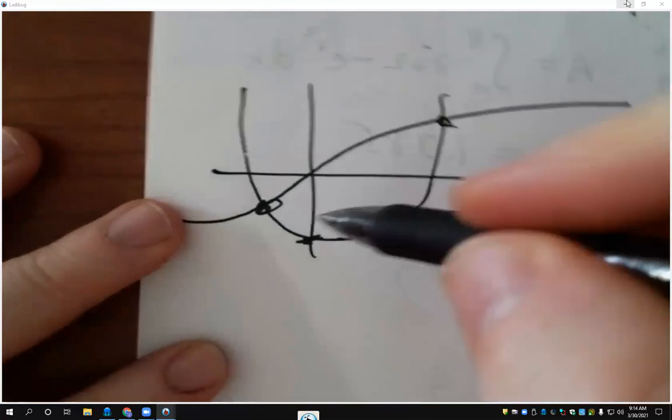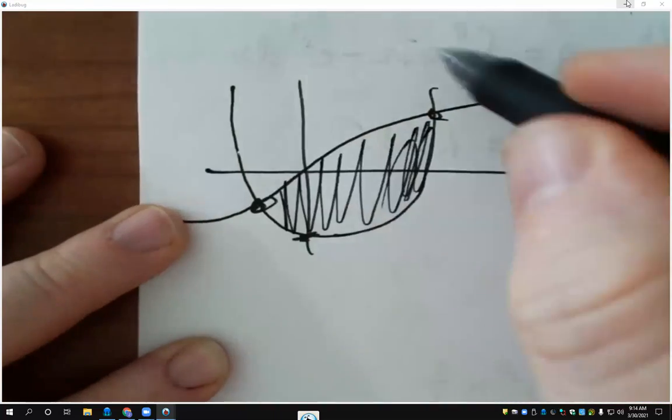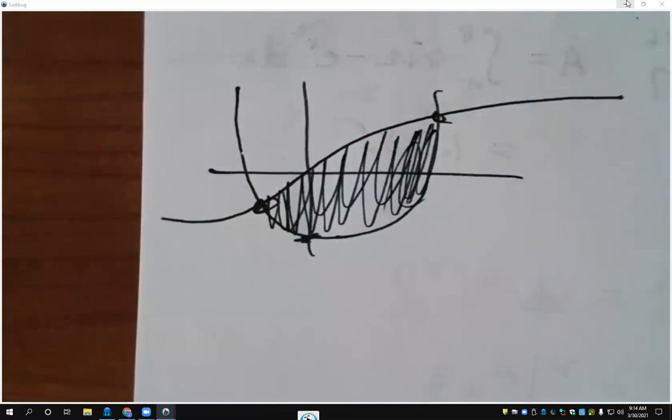Okay. So like on this number 8 right here, it's this area right here, the area in between the cubic function and the other function. It's always in between them. Okay. Not above, not below, always in between.